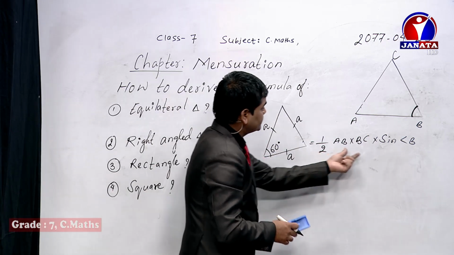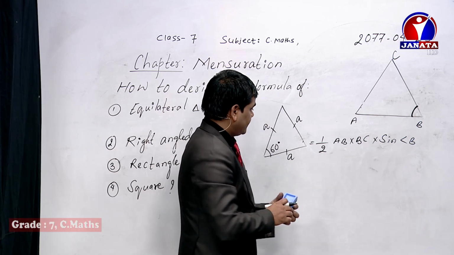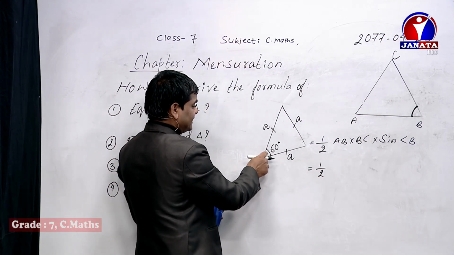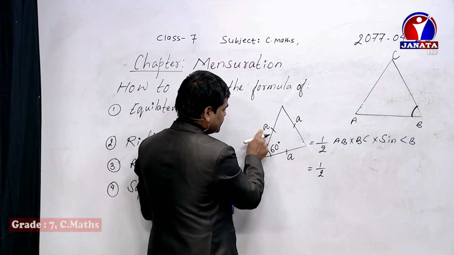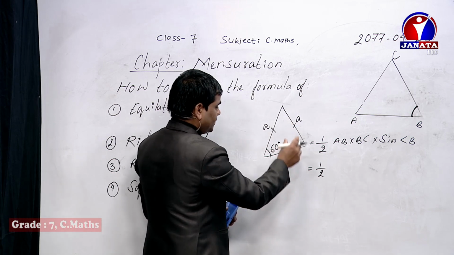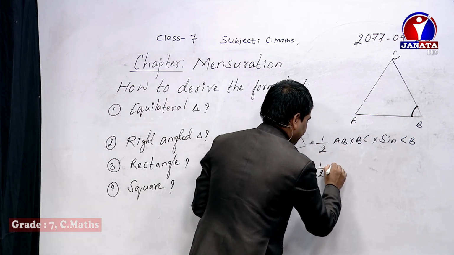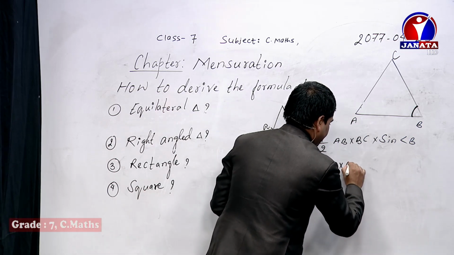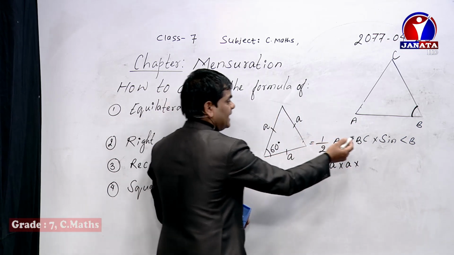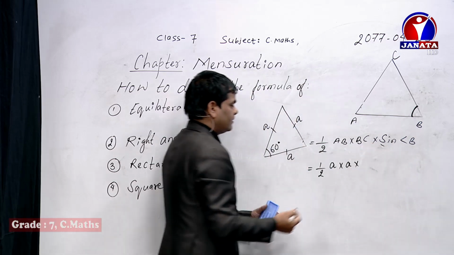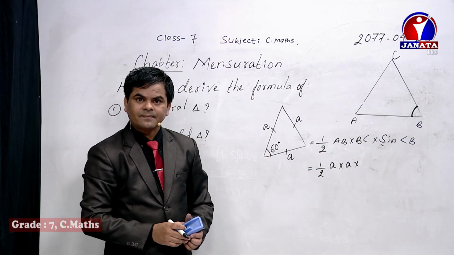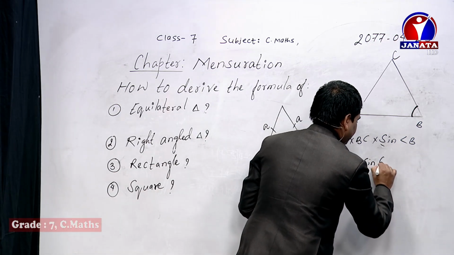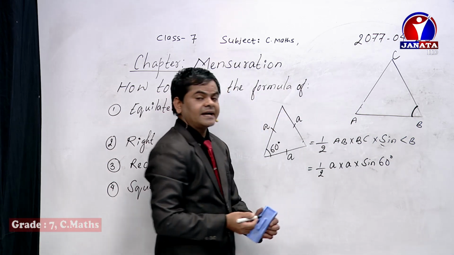So if we use this formula, what will be 1 by 2? Now as we are going to take this angle, we need to take these two sides, isn't it? So AB means A, and BC, again we can write as A. And what is the value of sine angle B? It means sine of the middle angle in between the two adjacent sides, isn't it? The value of the angle is 60 degrees, so write sine 60 degrees.